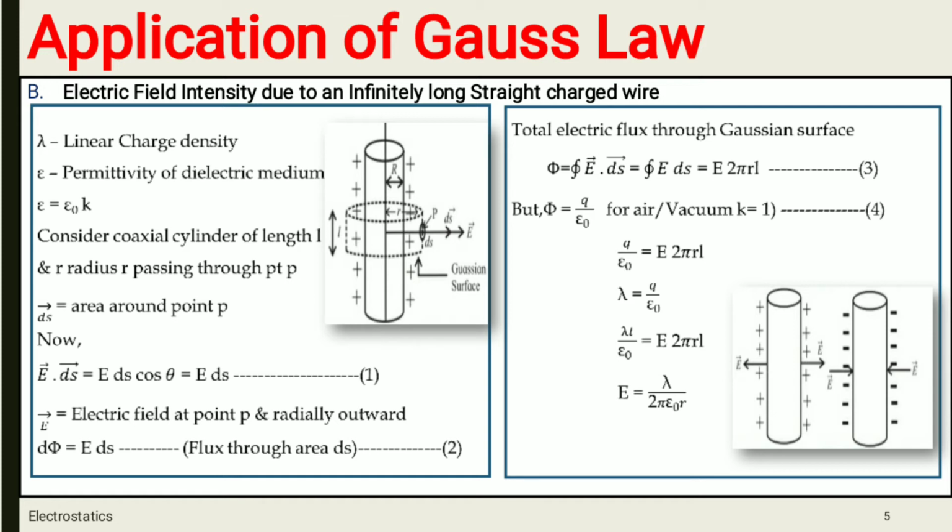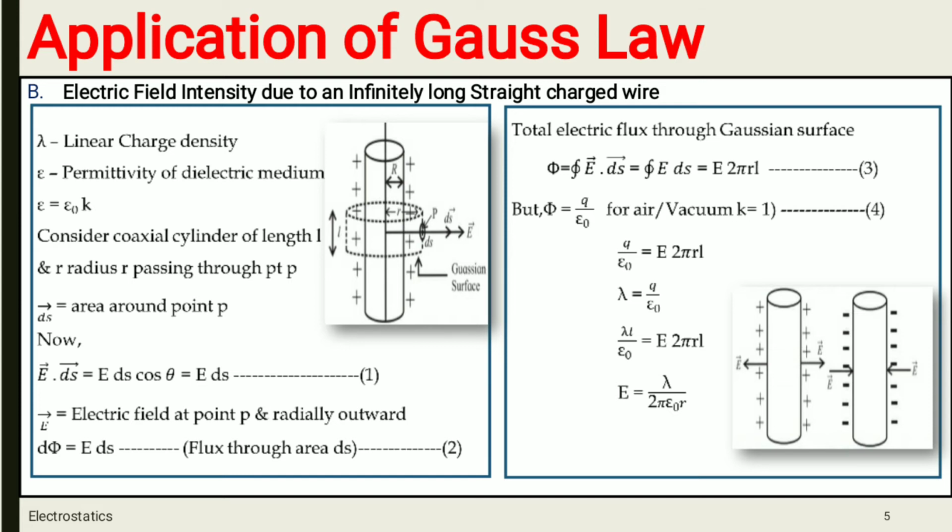Now here we are going to find the flux through area ds. We have written here d phi because we are going to find the flux through a small area ds. That is why we have written small flux d phi, which is E ds. Now if you want to find the total flux, what you have to do? Integrate equation number 2.